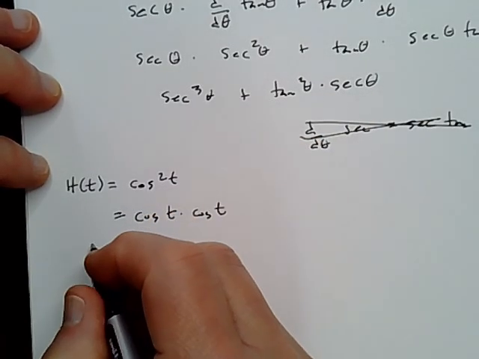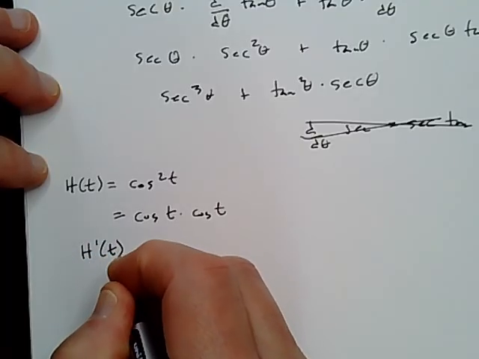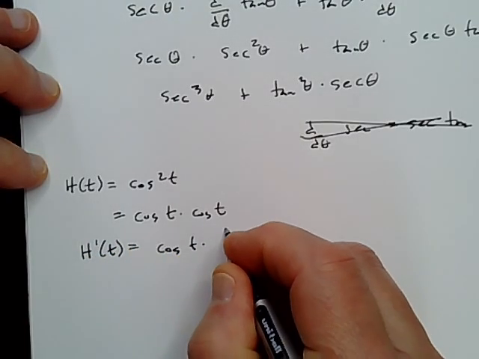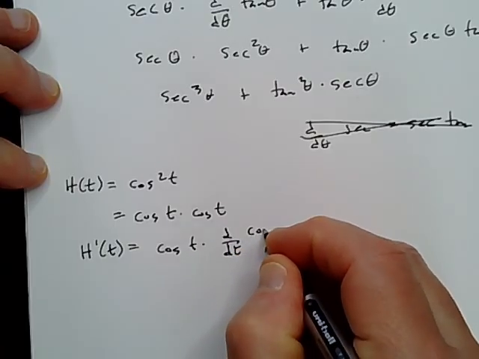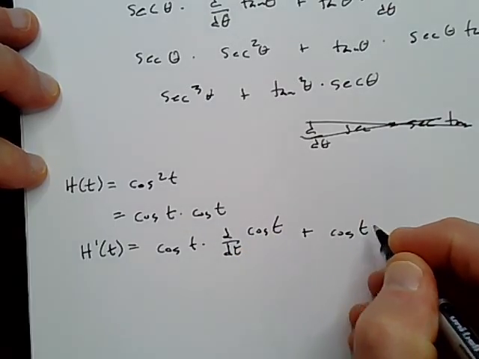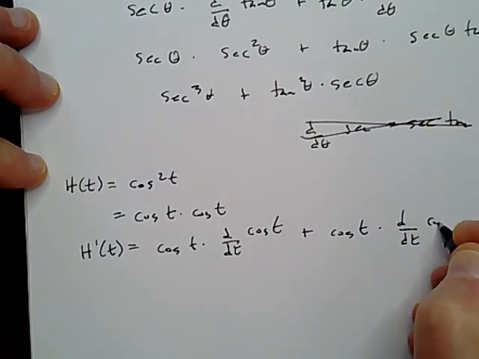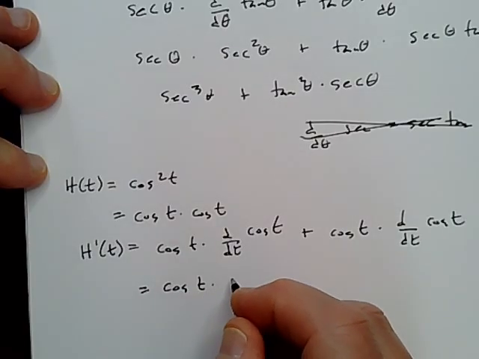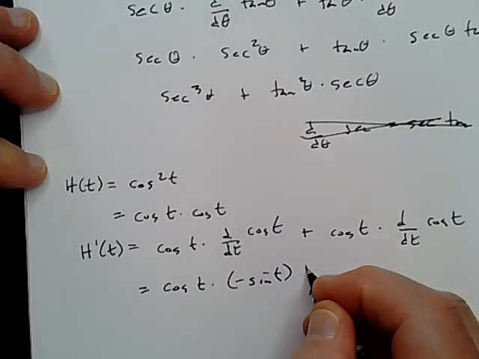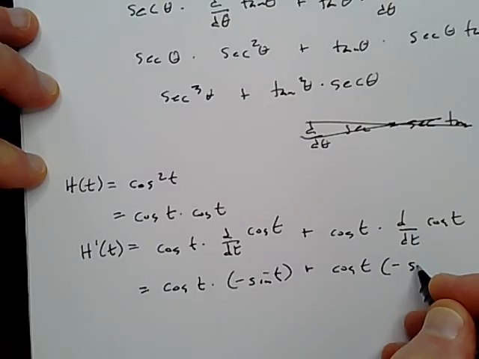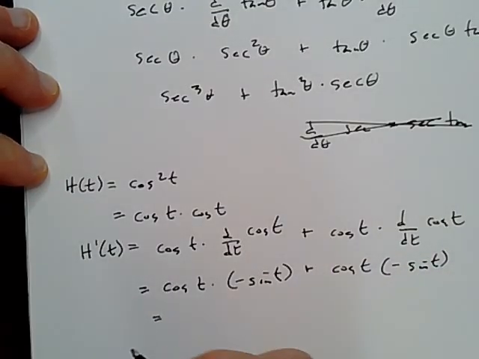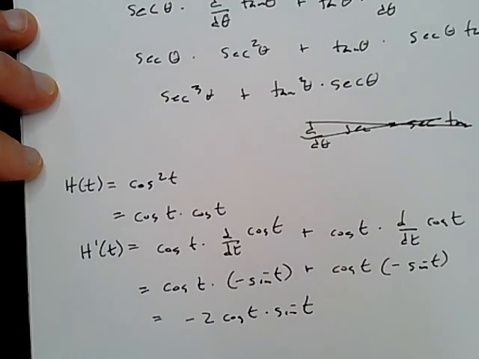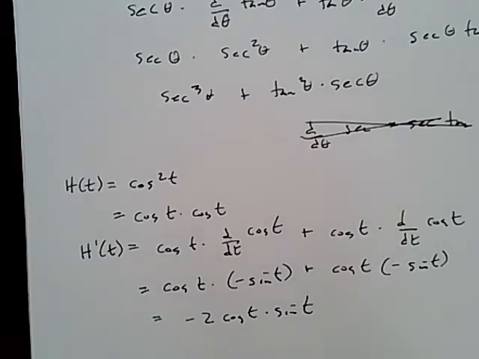All right, so I'm going to take the derivative by the product rule. So h prime of t is cosine of t times the derivative with respect to t of cosine t plus cosine t times the derivative with respect to t of cosine t. So I've got here cosine t times minus sine t plus cosine t times minus sine t. And so when I'm all done here, I end up with minus 2 cosine t sine t. Okay, so just simply following the rules, doing what we know.